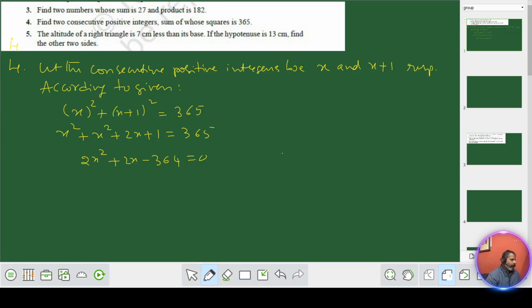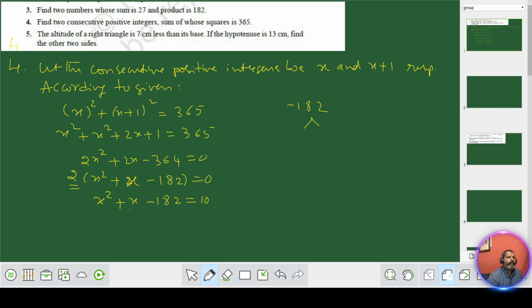In this, 364 and 2x square, 2x, we have 2 common, right? Take that out. It will make our job easy. 2 ones are 2, 2 8s are 16, 2 2s are 4. So these two divide by 2. 0 by 2 will be 0. So x square plus x minus 182. Now 182 factors you have to find.